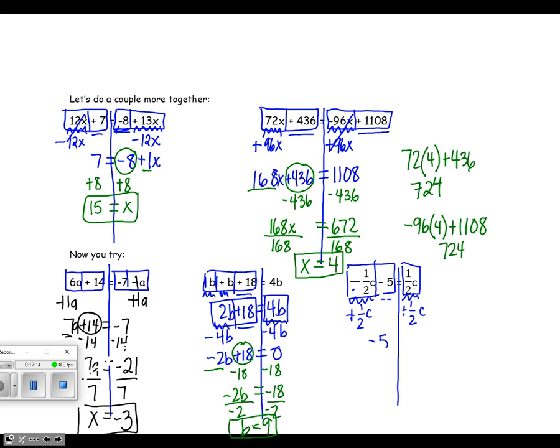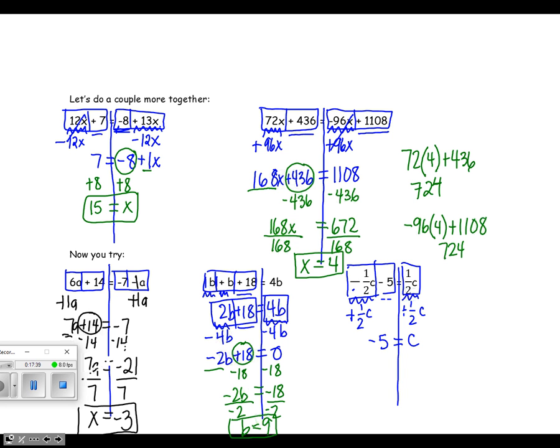That gives me negative 5 equals, and I've got 1/2 c plus another half c. 2 halves make a whole. That's just 1c. And guess what? One step. Negative 5 equals c. You thought that was going to be the hardest one because it had fractions, and it was the easiest because we didn't even have to do any more steps.